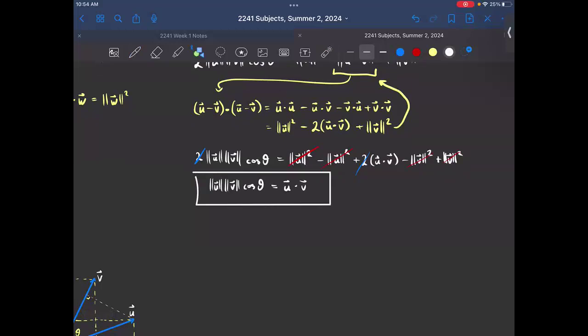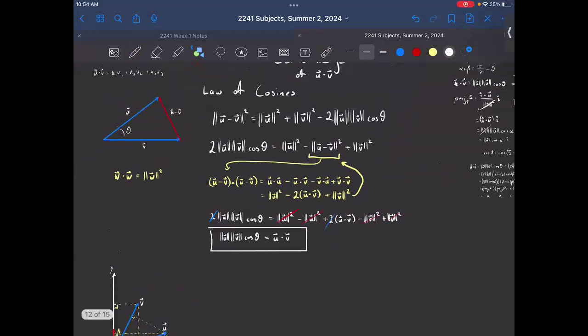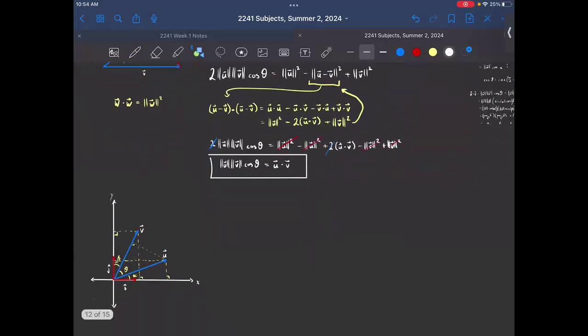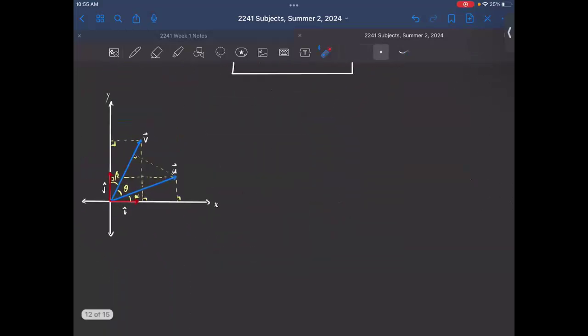Okay, so that's our derivation of the geometric formula for the dot product, coming straight from some trigonometry and the law of cosines. All right, so now what? Let's go ahead and derive the algebraic form of the dot product from the geometric form here. So now we're going to pretend that we don't know this formula, and we're going to show that it works. I'm going to simplify our work ever so slightly, though, and only do it in 2 dimensions. So I will omit the third coordinate.